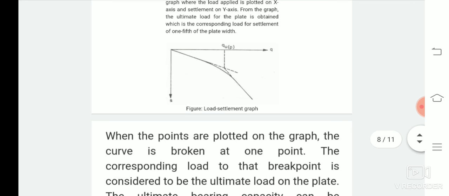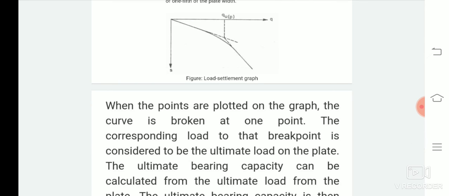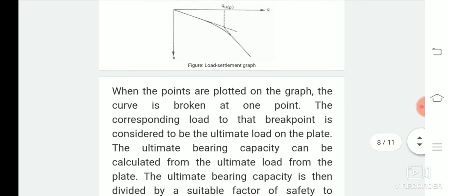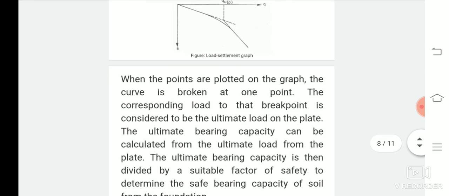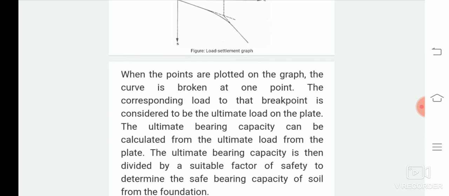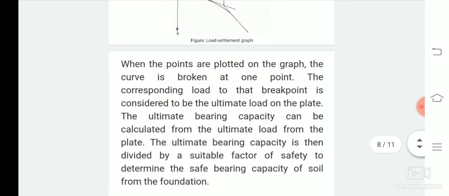After the points are plotted on the graph, the curve is broken at one point. As we can see in the graph, it is broken at a particular point. The load corresponding to that break point is considered to be the ultimate load on the plate. The ultimate bearing capacity can be calculated from the ultimate load on the plate. This ultimate bearing capacity is then divided by a suitable factor of safety to determine the safe bearing capacity of the soil for the foundation.